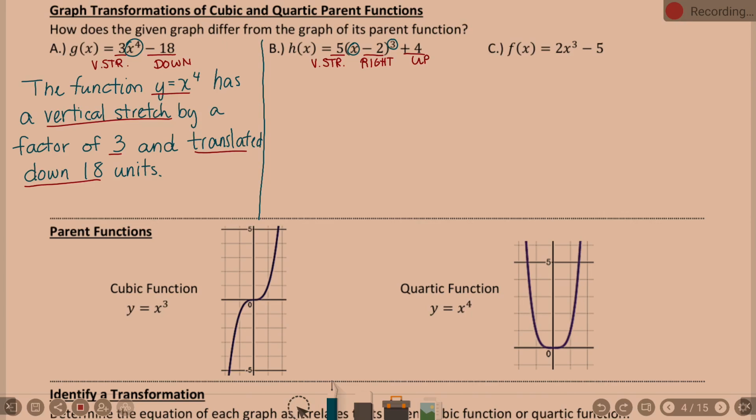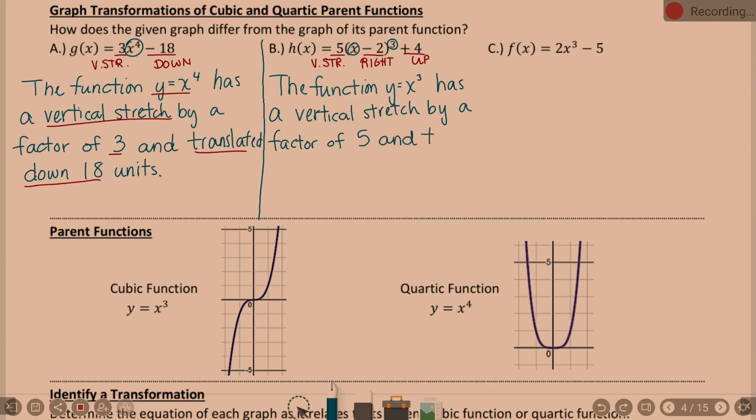So the function y equals x cubed has a vertical stretch by a factor of 5 and translated, what do we say, right 2 and up 4 units. Okay.